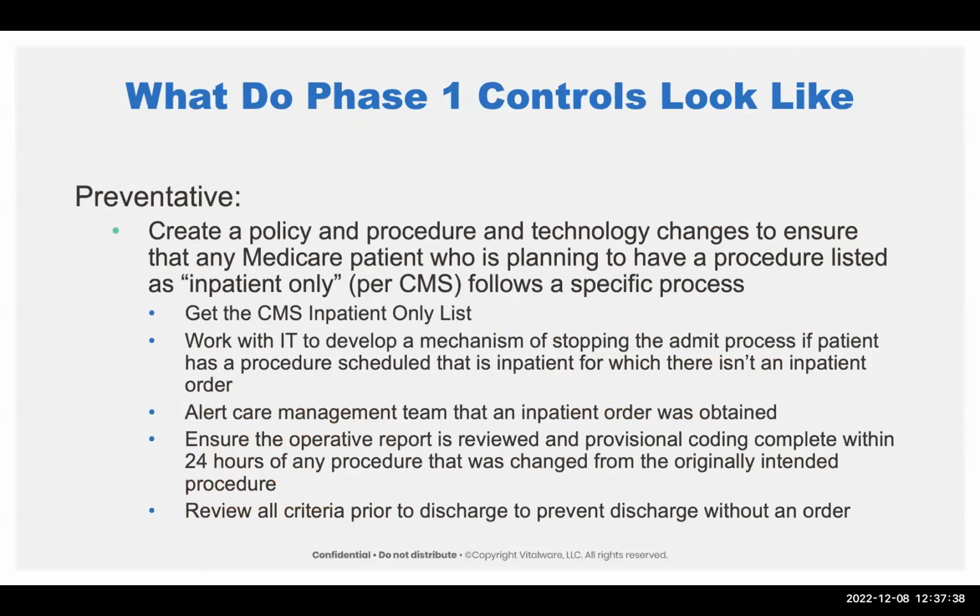When I look at what the controls look like, preventative, create the policy and procedure, and that's setting the standard to ensure that a Medicare patient who's planning to have a procedure such as an inpatient only is following all the CMS guidelines. The same thing goes for patients who are going to have a joint replacement. There are certain documentation requirements that have to be met. So do you have the physician office records to be able to include it in for your joint replacement? So if I just take inpatient only, get the CMS list.